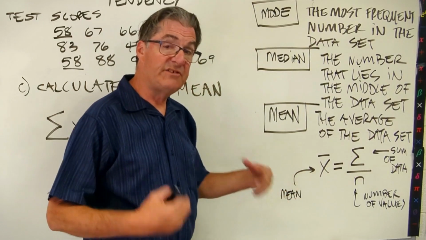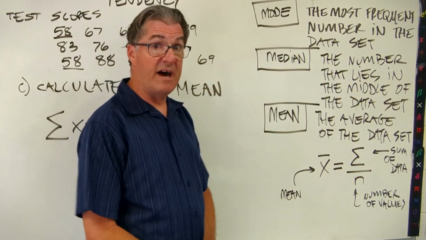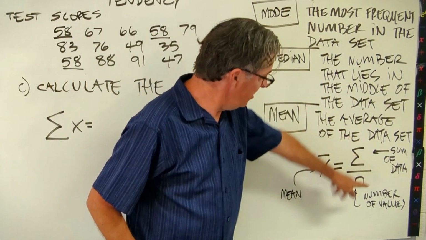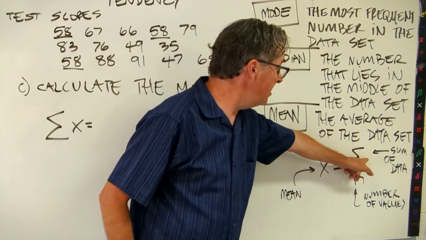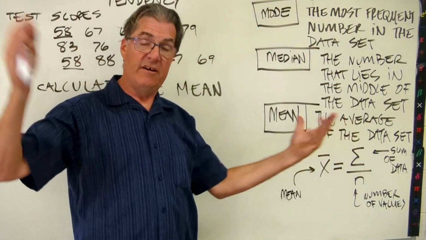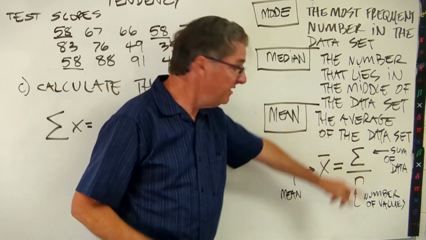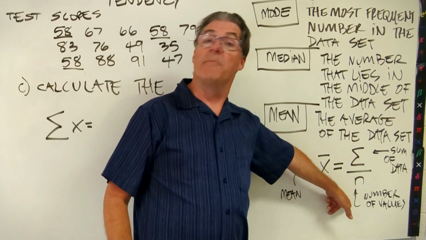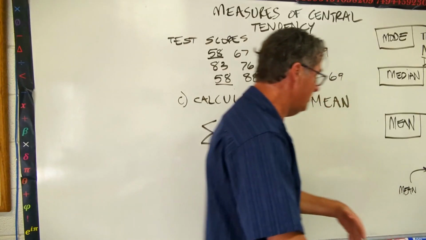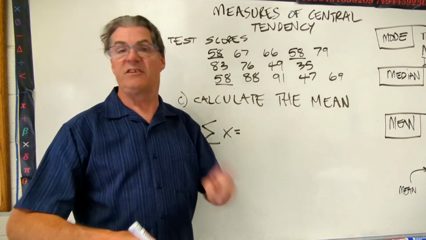X bar is a symbol that we can use for mean. That's a common symbol in mathematics and statistics. X bar is sigma over n. Now, sigma is the sum of the data, so you add up all the values. Then n is the number of values. So sigma over n is going to give you your X bar, or your mean. So go ahead and, if you haven't done that yet, do that.